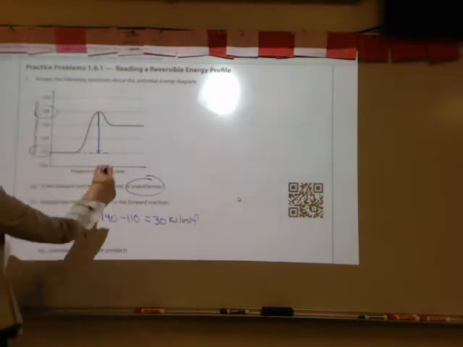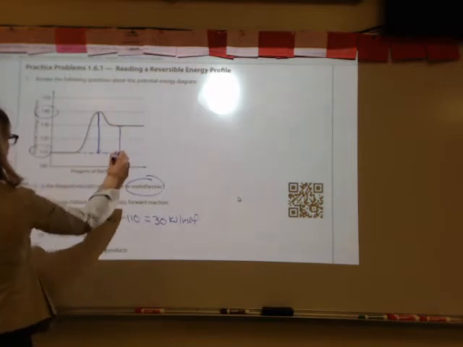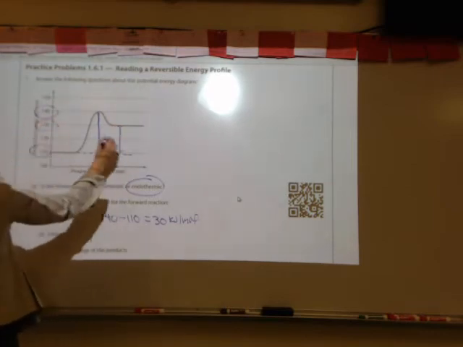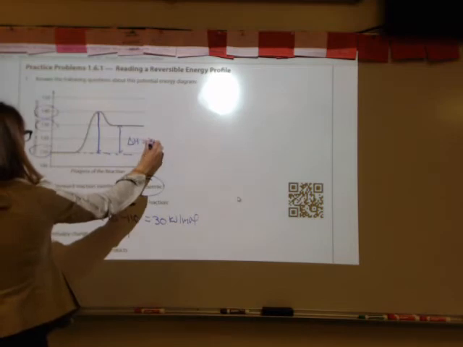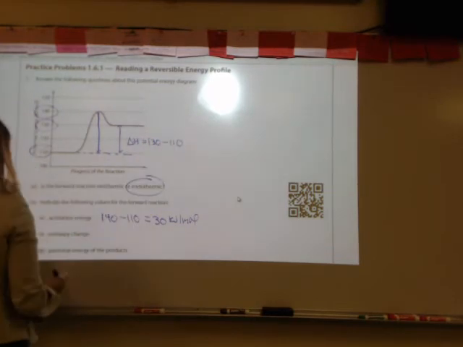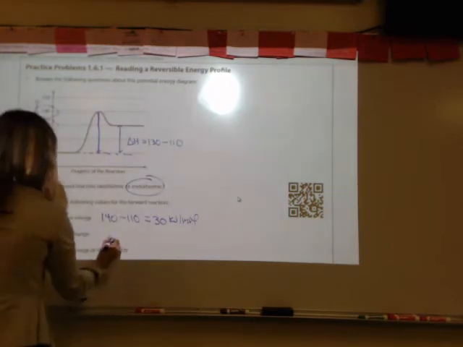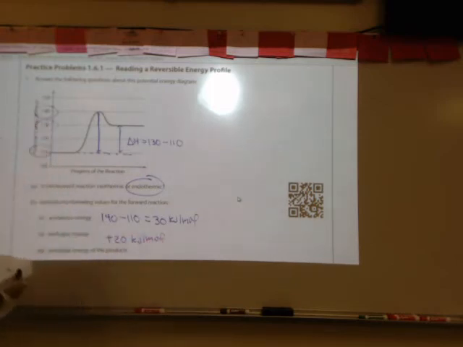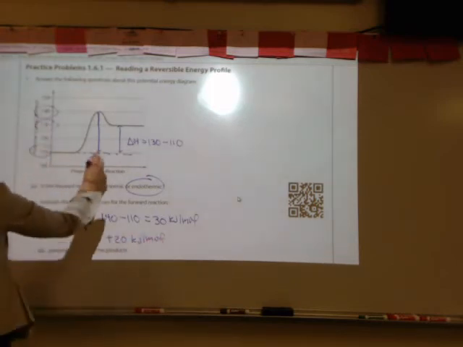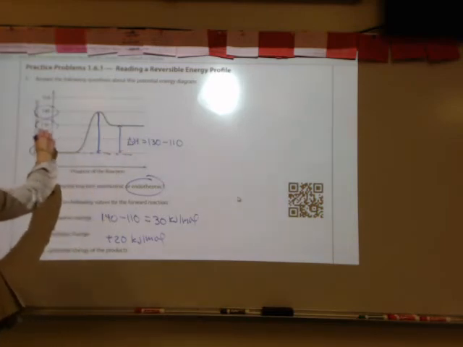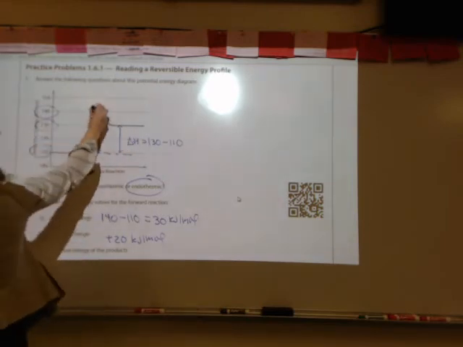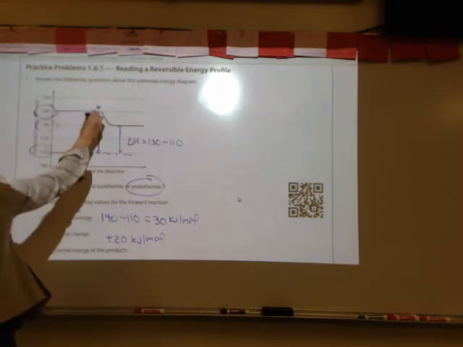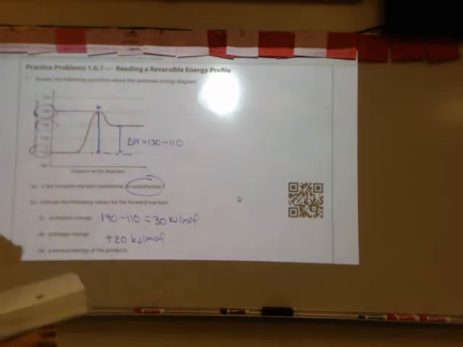What's the enthalpy change? Well, that's wherever the products and the reactants are. So this is 130 minus 110. So you're going to end up with a positive 20 kilojoules per mole. And then what's the potential energy of the products? Well, it's 130 kilojoules per mole. And the potential energy of the activated complex here is 140 kilojoules per mole.